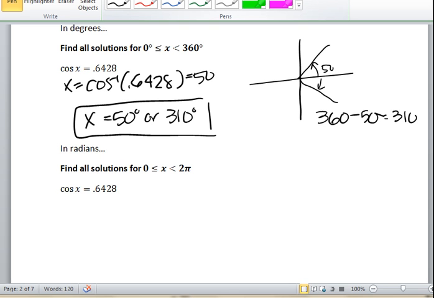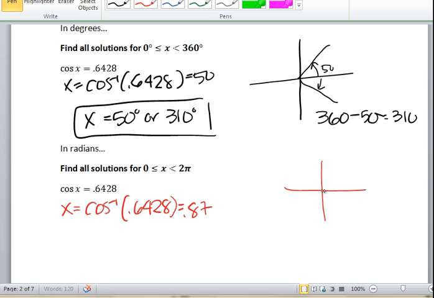Now let's do this in radians. It's exactly the same procedure, except instead of 360, you use 2 pi. Once our calculator is in radian mode, we type in inverse cosine of 0.6428, and our calculator gives us 0.87, rounded to 2 decimal places. Okay, and 0.87 radians is in the first quadrant.